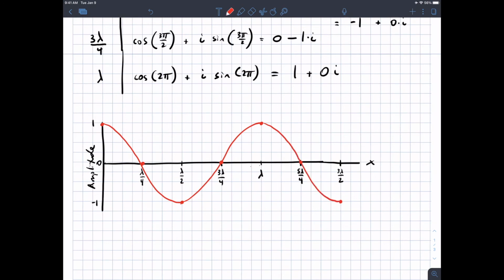All right, that may be a little bit better than what I would have drawn in class. Okay.